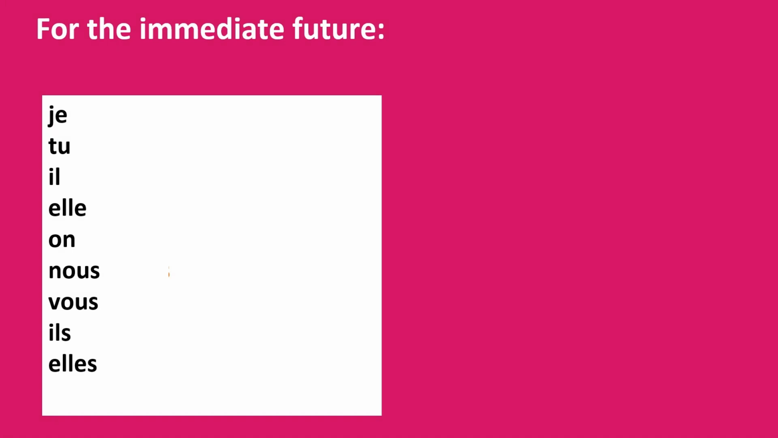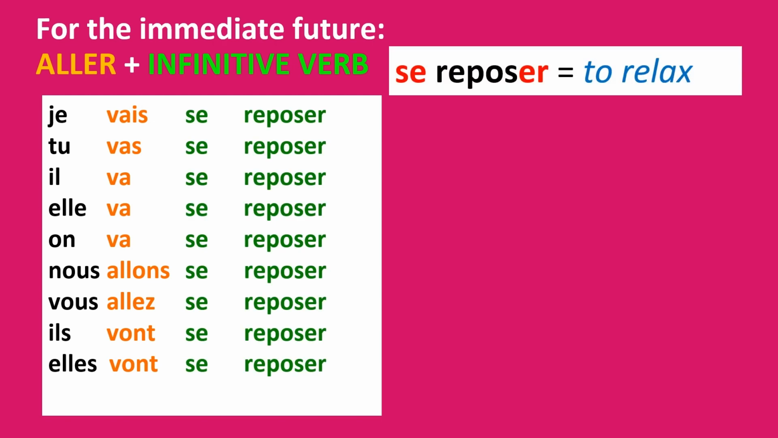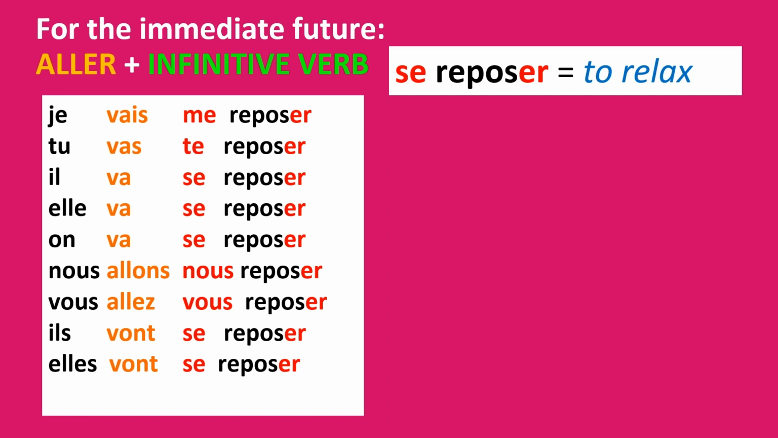For the immediate future, to say that you are going to do something, we need the verb aller. Therefore, je vais, tu vas, il va, elle va, on va, nous allons, vous allez, ils vont, elles vont. And we need an infinitive verb. So let's take the verb se reposer, to relax, and we add it. Of course, we need to change the reflexive pronoun so that it matches the subject pronoun. So, je vais se reposer will become je vais me reposer, tu vas te reposer, il va se reposer, elle va se reposer, on va se reposer, nous allons nous reposer, vous allez vous reposer, ils vont se reposer, elles vont se reposer.